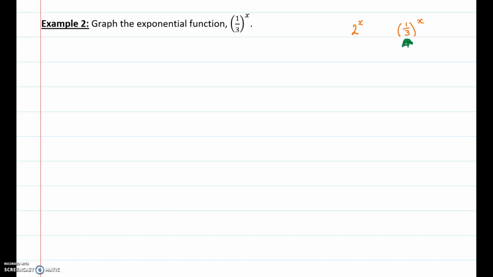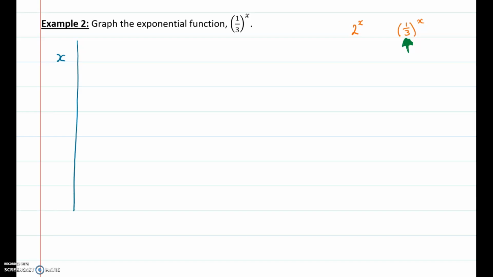Okay, so these are both exponential functions, but they're going to behave in somewhat different manners, and that's because this number here, the 1/3, is less than 1. Okay, so let's see how that works. So we're going to do it the same way as before. We're going to make a table of x values, and then find out the corresponding y values.